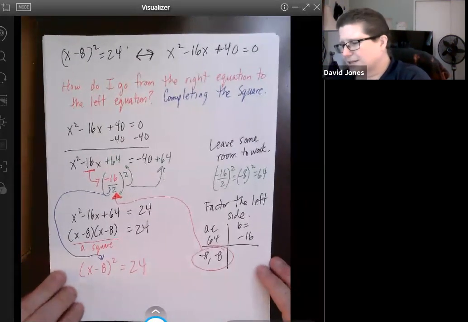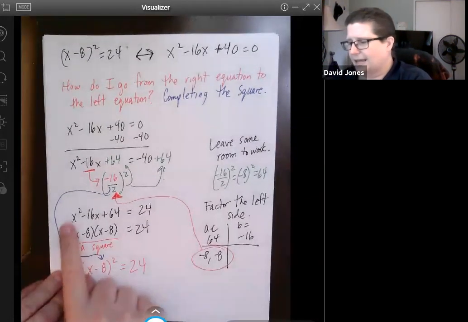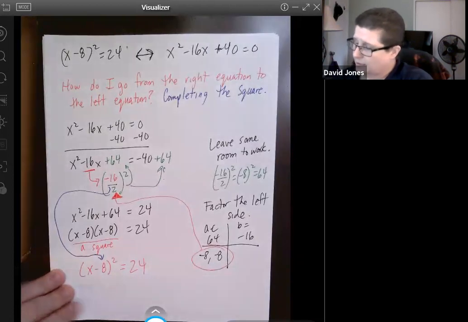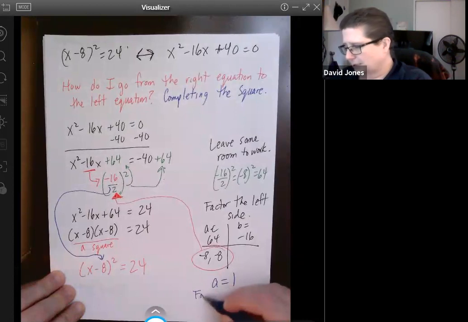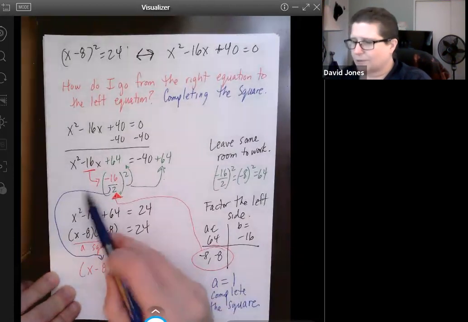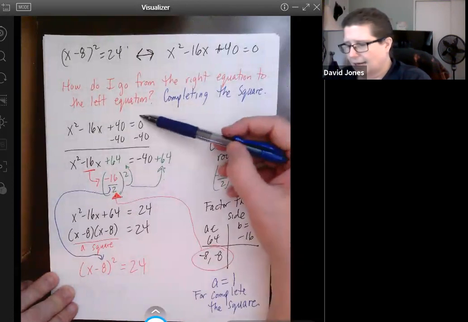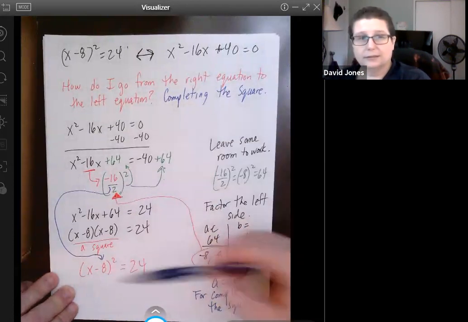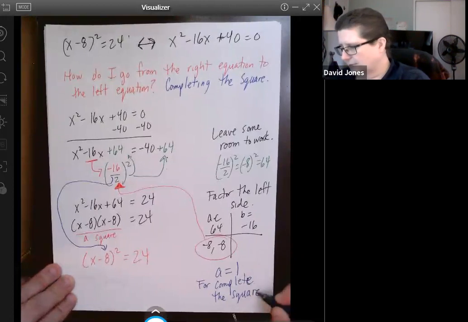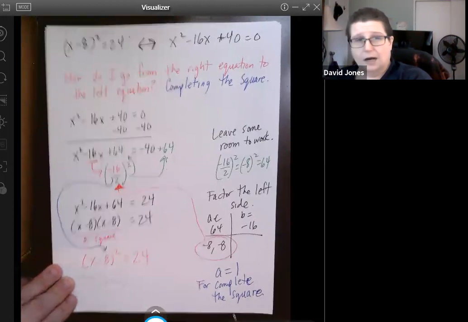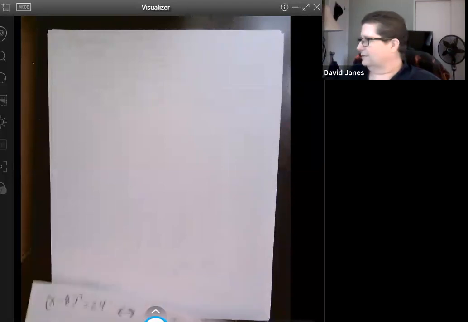This completing the square method works if a equals 1. So a has to equal 1 for completing the square. It's called completing the square because I took something that was not a perfect square and I made it into a perfect square. Okay? All right, so what did I do?